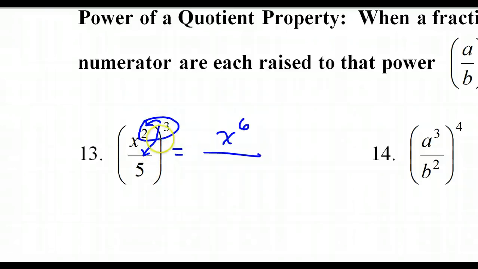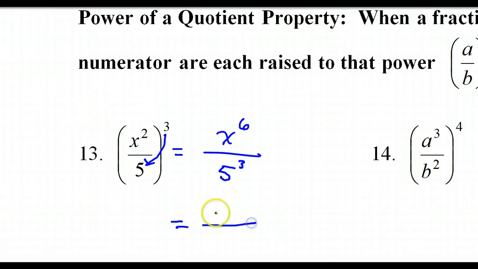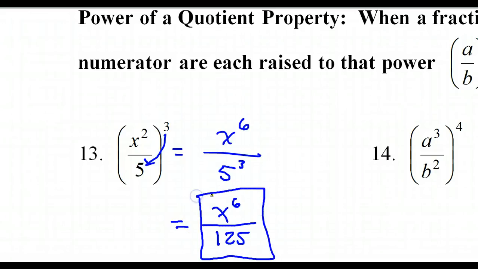But be aware, when I go back and do the power to the 5, I will not multiply. I'm not going to get 15. If I have an actual number and a power, I have to do that power. I have to do 5 to the 3rd power. So I have x to the 6th power. 5 to the 3rd power turns out to be 125. So this is the answer, number 13.